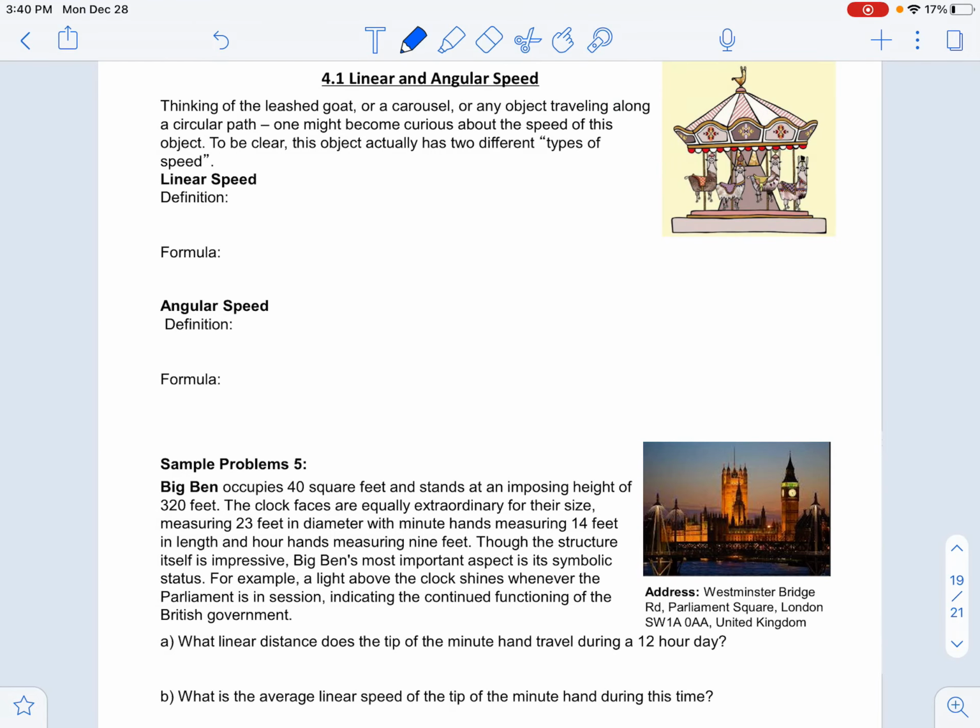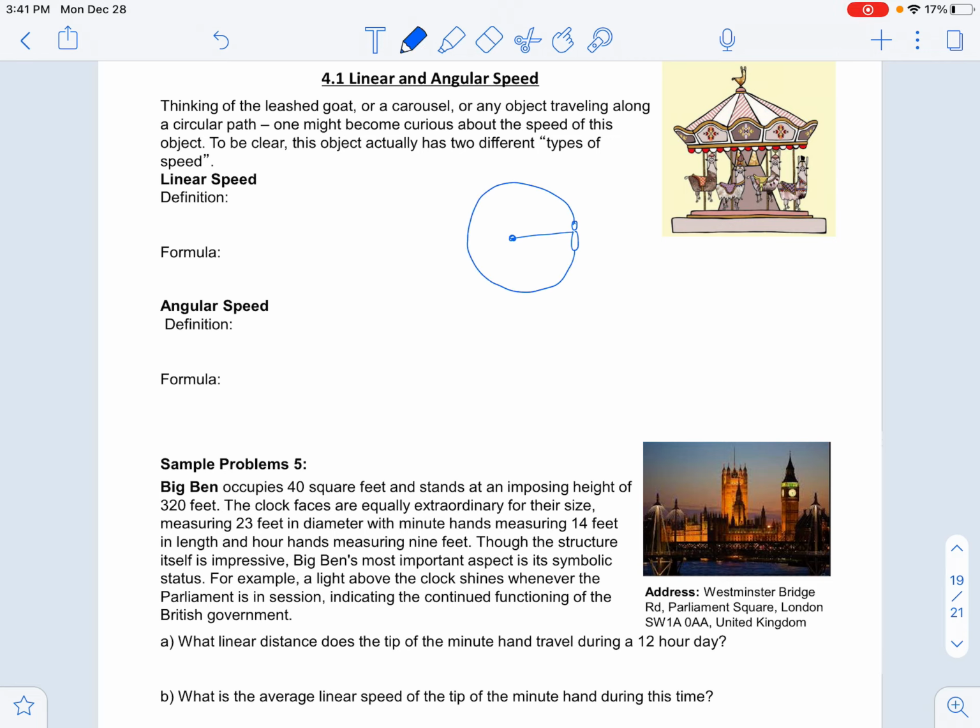Let's talk about speed. When it comes to speed, it's time to discuss two different kinds of speed, two different kinds of velocities, especially when objects are traveling in a circular path. Like if you think about that goat problem I did earlier, where you have a goat tied to a stake, and the goat goes around in a circle over and over again. Whoa, that is not a circle, but you know what I mean.